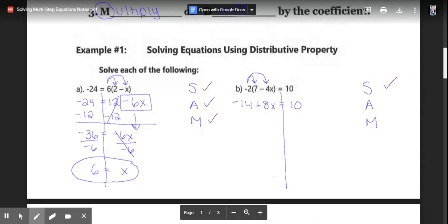So step 2, I need to either add or subtract, depending what's going on. I box off the variable. To get rid of this negative 14, what should I do? I need to add it, so I will add 14 to both sides.